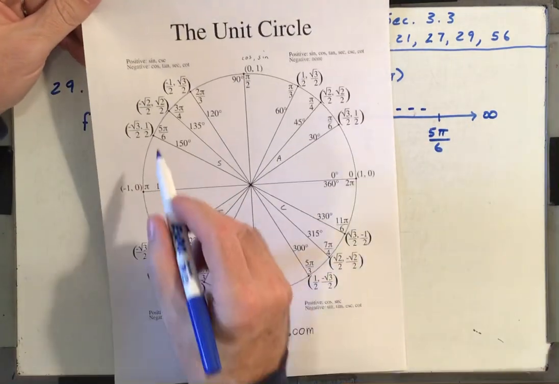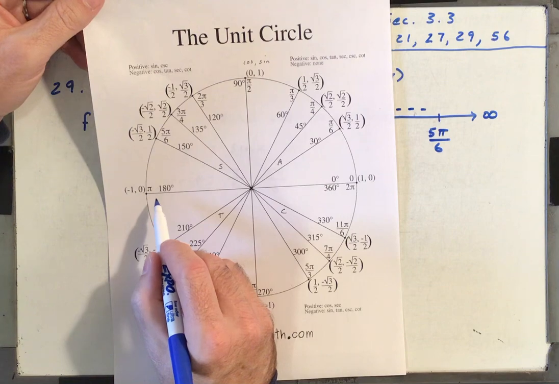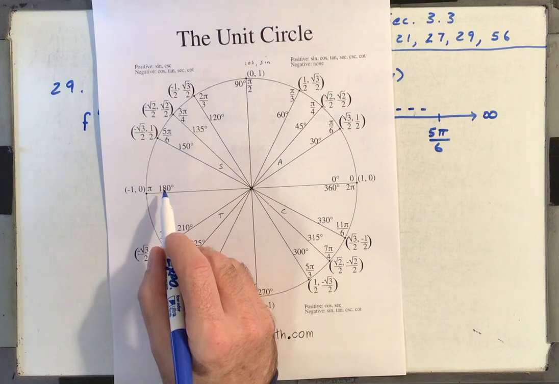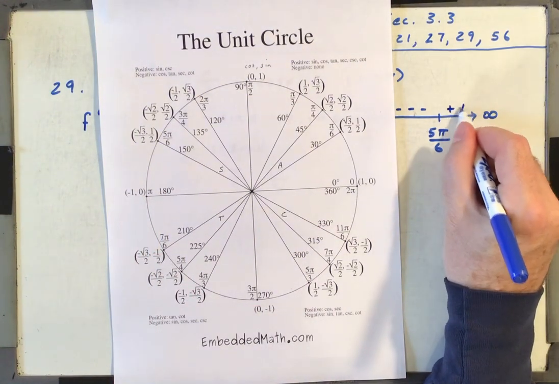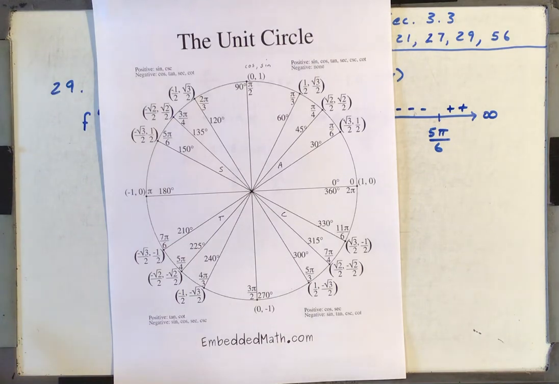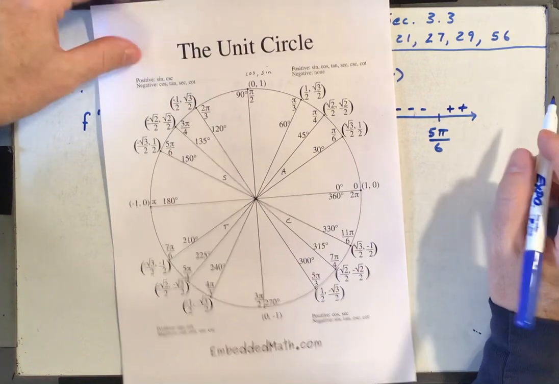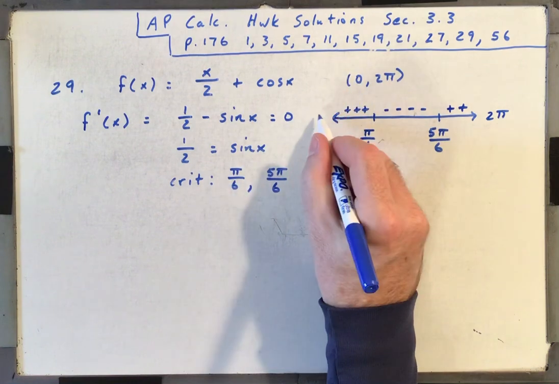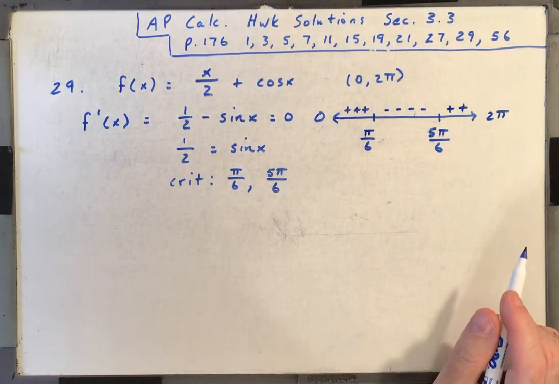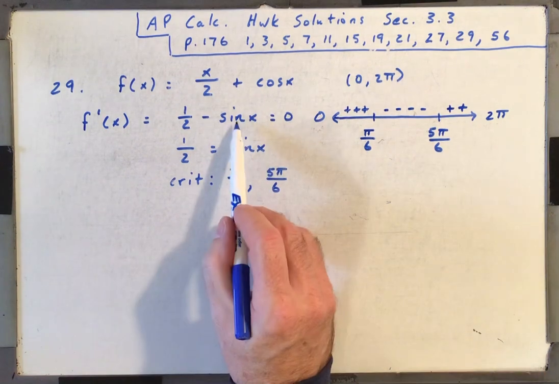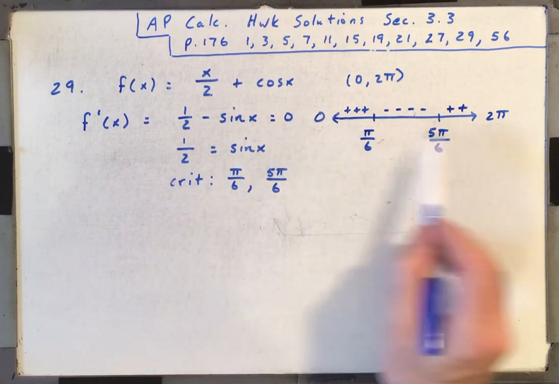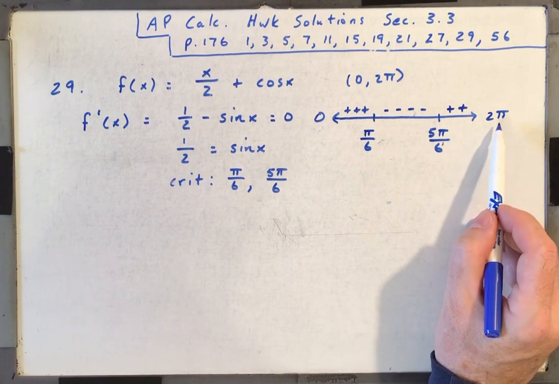And then between 5 pi over 6 and pi, sine is positive. All right, and then we're actually, instead of negative infinity, sorry about that, we are going from 0 to 2 pi. After that, sine is negative in quadrants 3 and 4, so 1/2 minus a negative would be a positive. So it would be all positive from 5 pi over 6 to 2 pi.